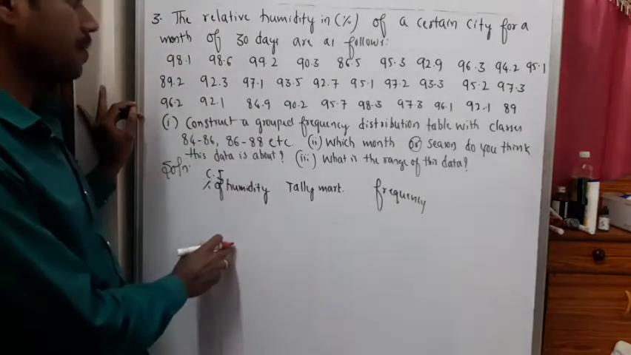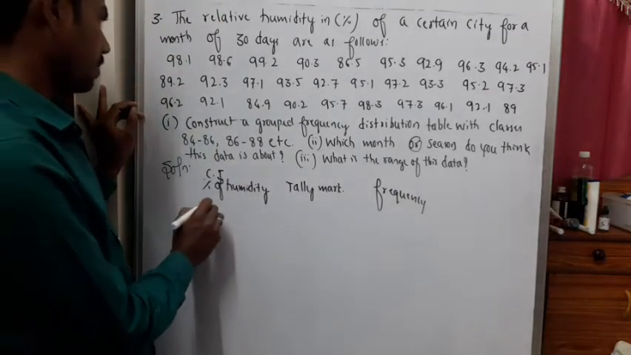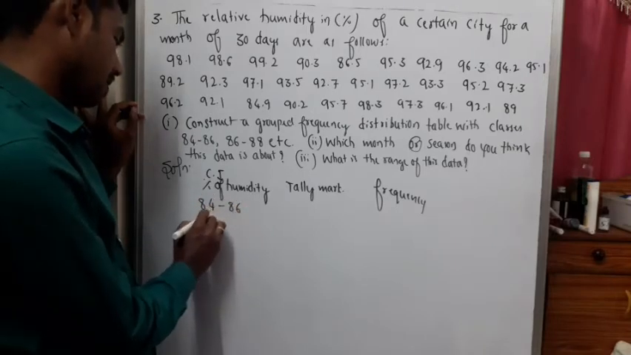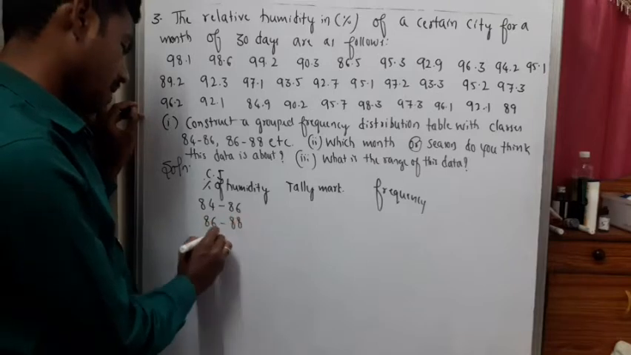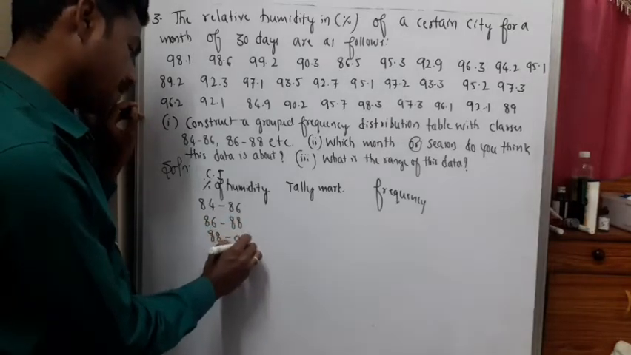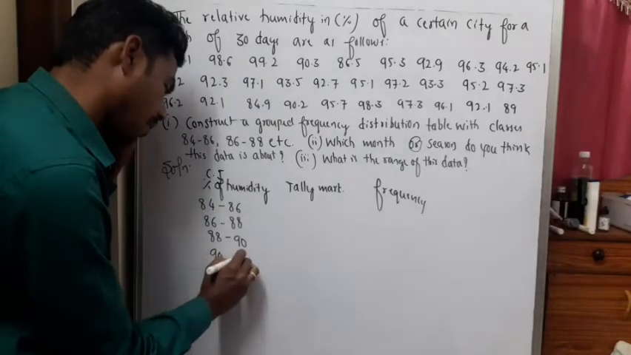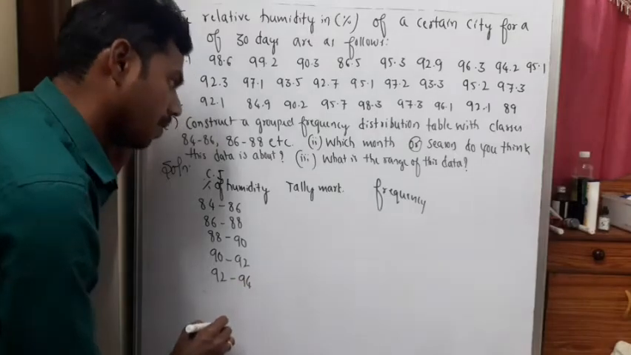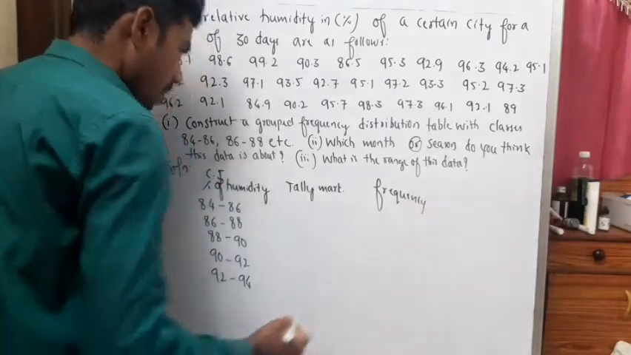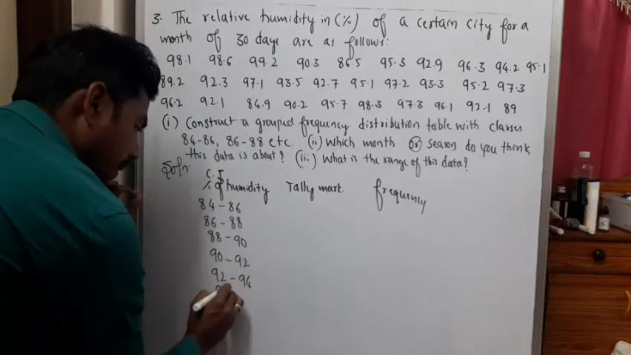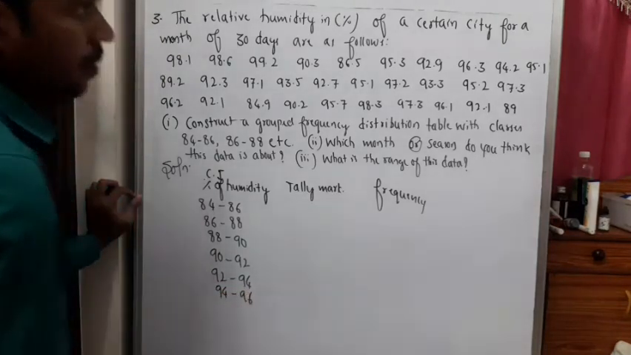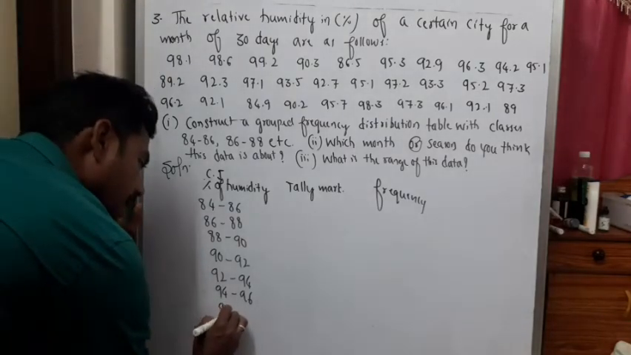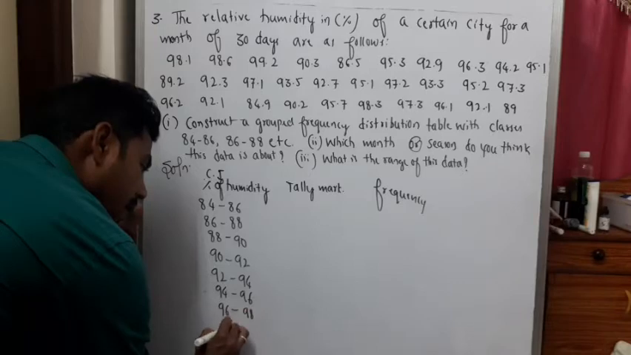So we should start from 84 to 86. So 84 to 86, 86 to 88, 88 to 90, 90 to 92, 92 to 94, okay, 94 to 96, 96, what we have? So we have till 99.2, 96 to 98, 98 to 100.